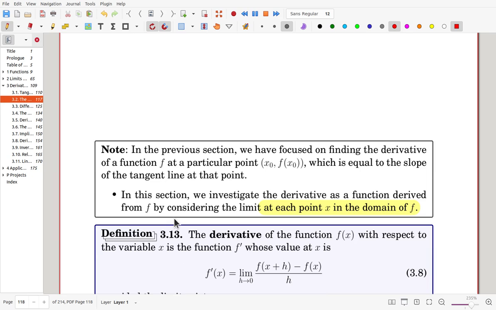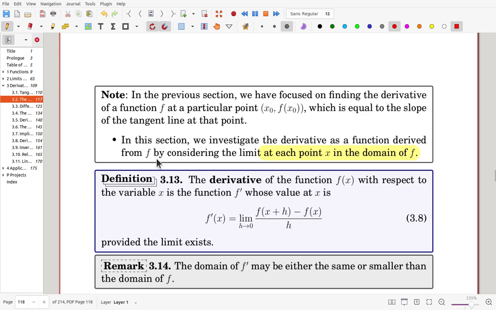In the previous section, we focused on finding the derivative at a particular point, which is the same as the slope of the tangent line. Now in this section, we'll define the derivative as a function, by considering the limit at each point x in the domain of f.